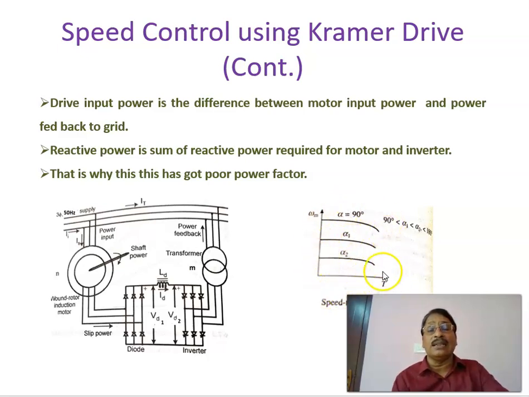Therefore, this gives a relation between torque and the speed of the slip ring induction motor using Kramer drive, in which you are varying the firing angle of the inverter from 90 degrees, because the firing angle is in between 90 and, of course, maximum ideally 180 degrees. As you change the firing angle, the speed of the induction motor changes.